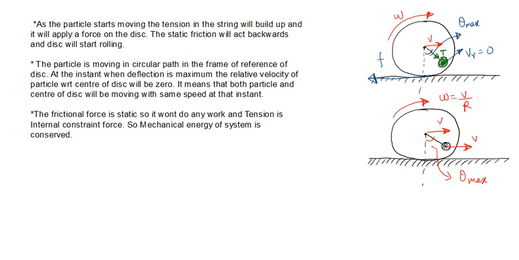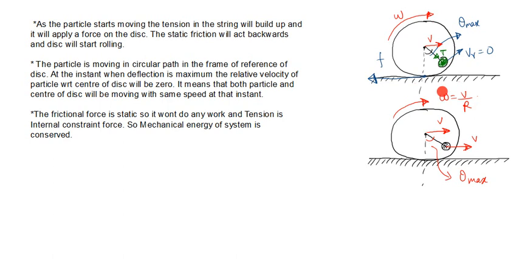Tension is an internal force, but there is an mg which is acting on this particle. Because of that mg, we cannot say that the torque on the system about any point lying on this horizontal line will be 0. So we cannot apply angular momentum conservation in this particular problem. Angular momentum of the entire system about any point on this horizontal line will not remain conserved.